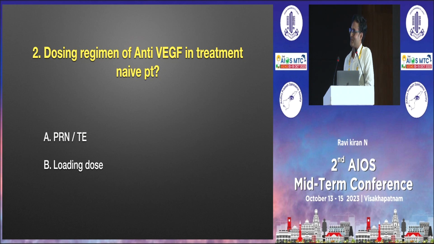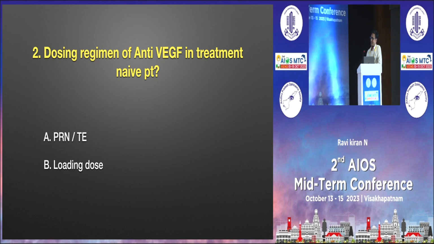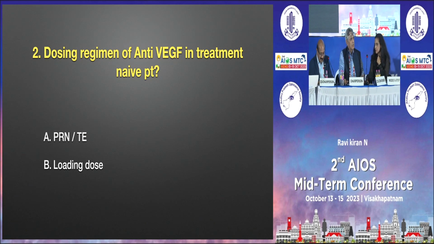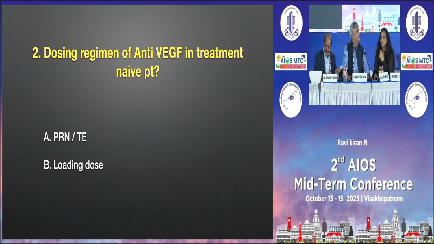So I think loading dose is not really required. You can just go with PRN dosing, and as the CATS trial has already shown, as we were discussing now, even if you give loading doses, the eventual outcome is no longer different. So you can go with PRN dosing. Yeah, same, I also follow a PRN strategy. So go to the next question. Loading dose is only for ARMD.